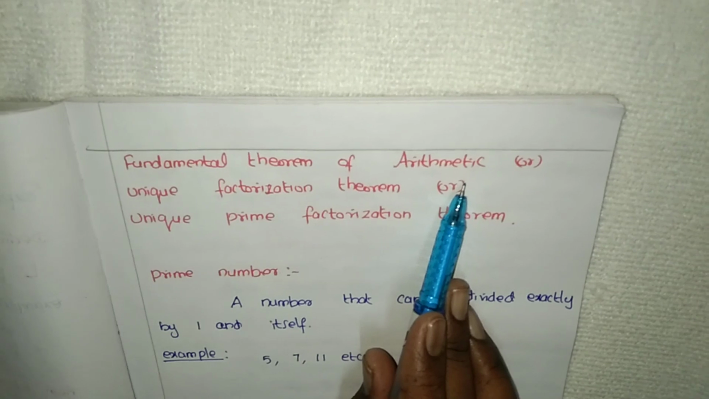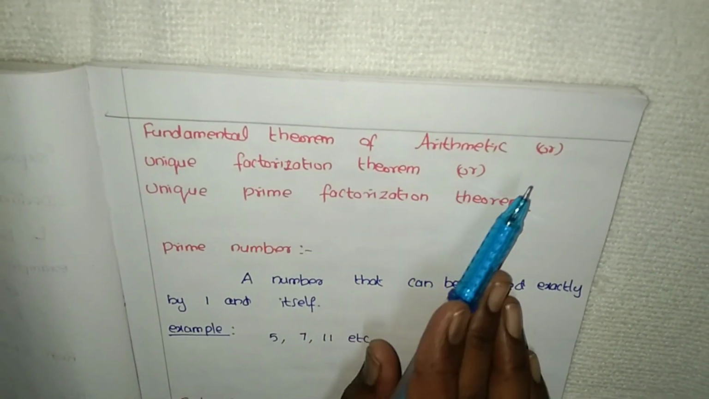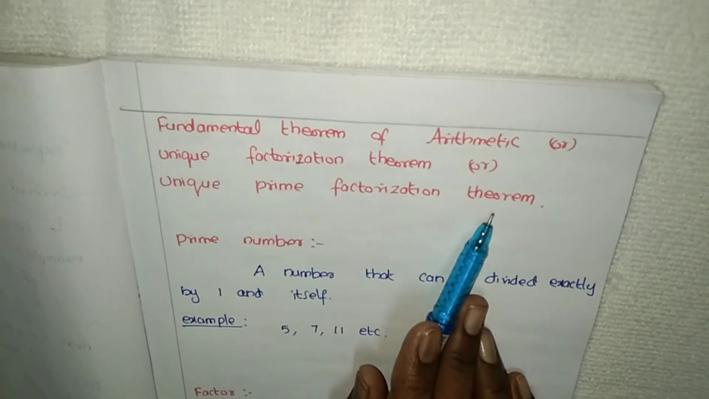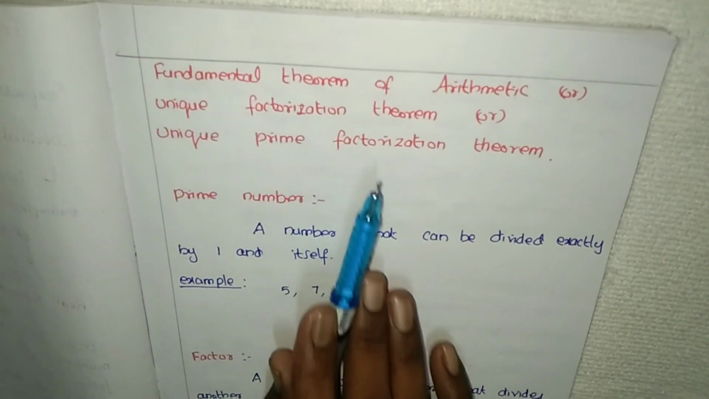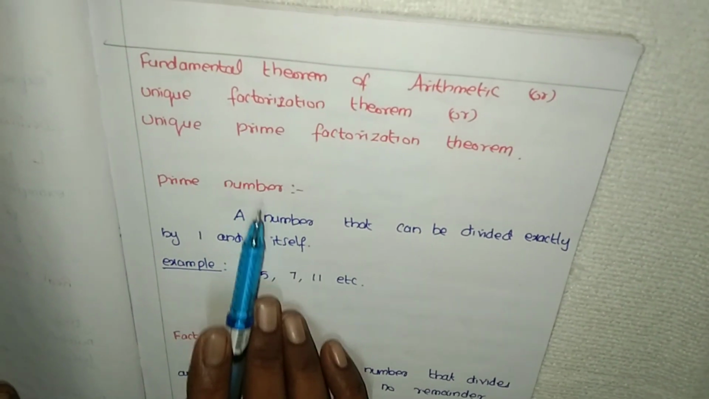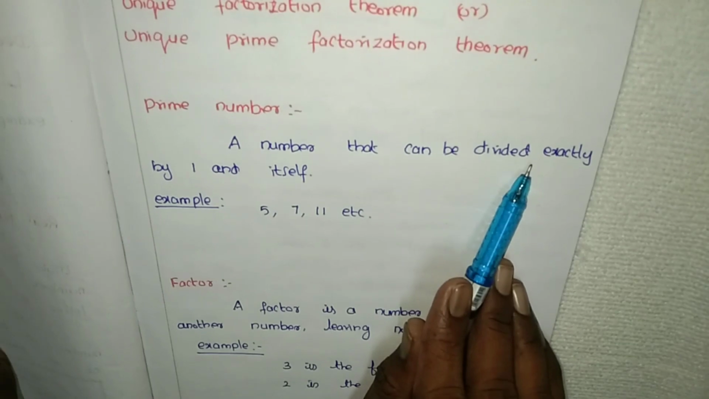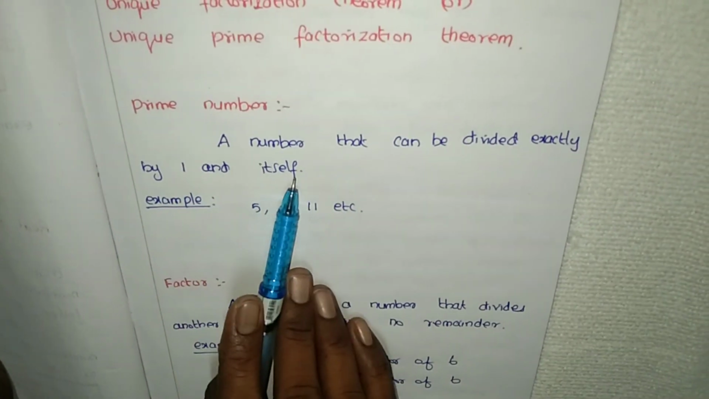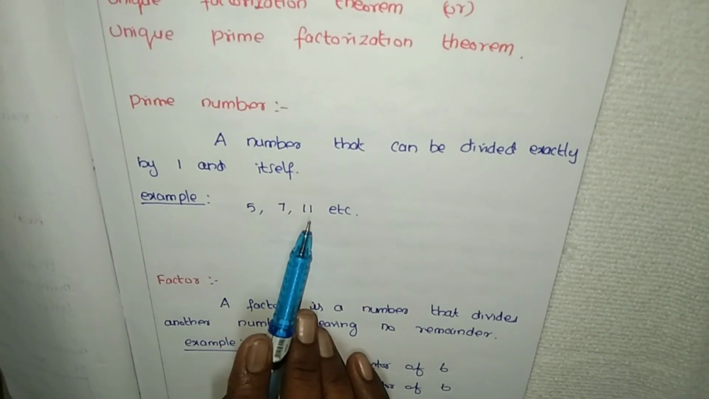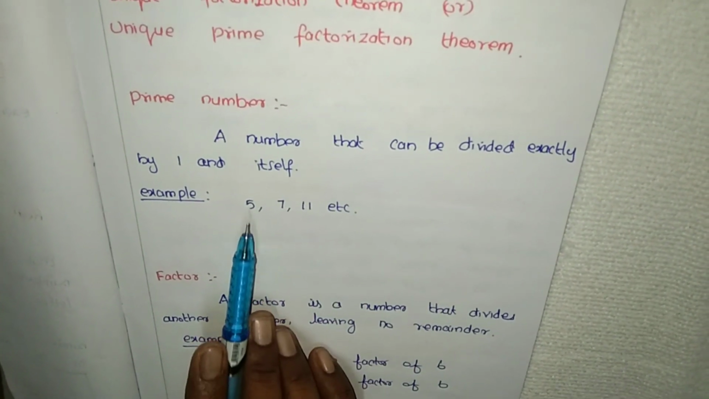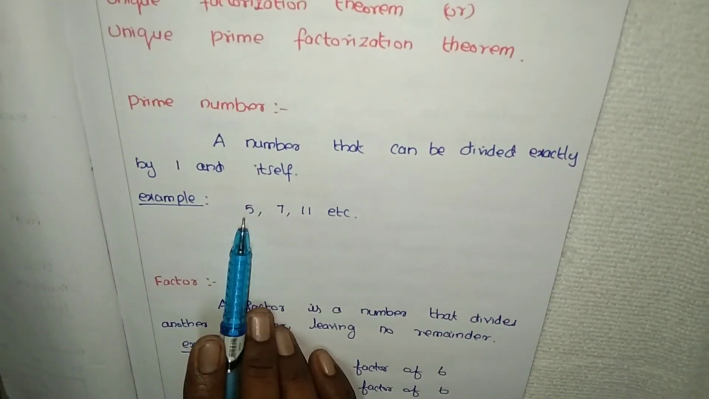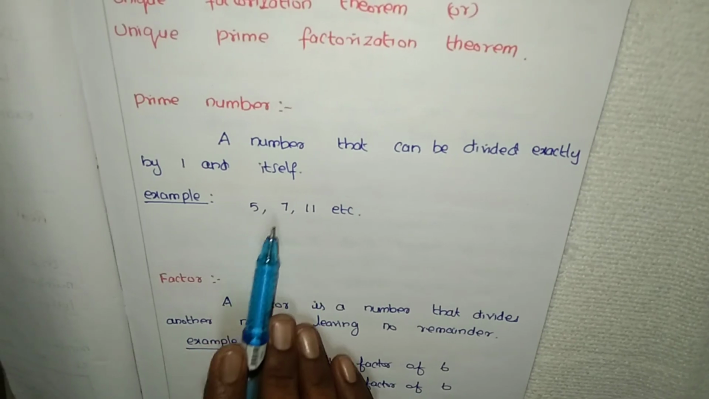Fundamental theorem of arithmetic. This theorem is otherwise called the unique factorization theorem or unique prime factorization theorem. Before going to see the theorem, we must know some of the definitions. First one is a prime number, a number that can be divided exactly by 1 and itself. These are examples of prime numbers: 5, 7, 11, etc. 5 we can divide by 1 and the number itself.